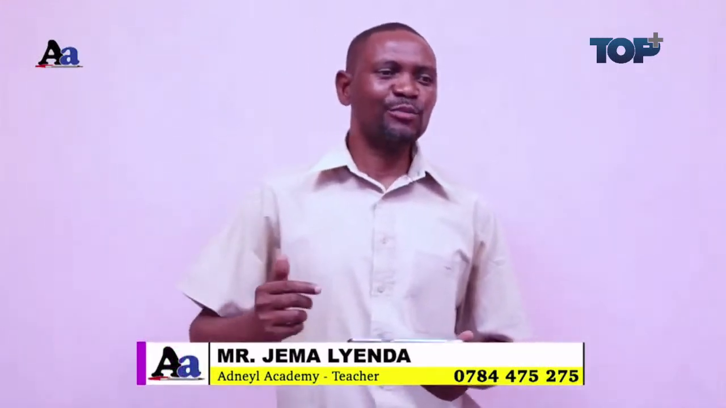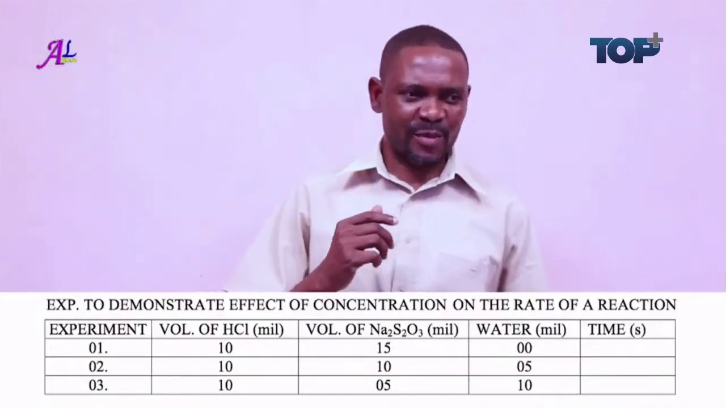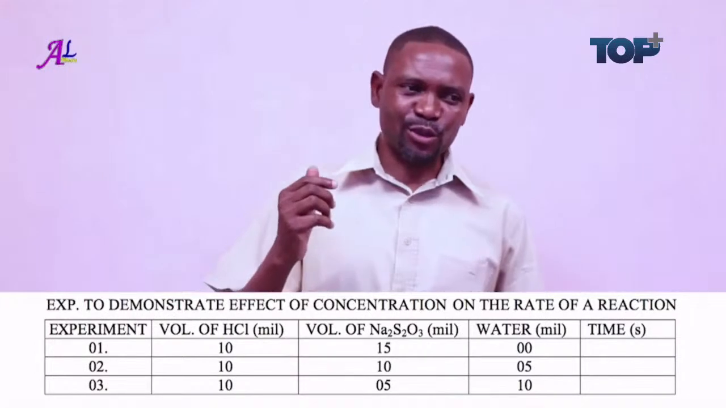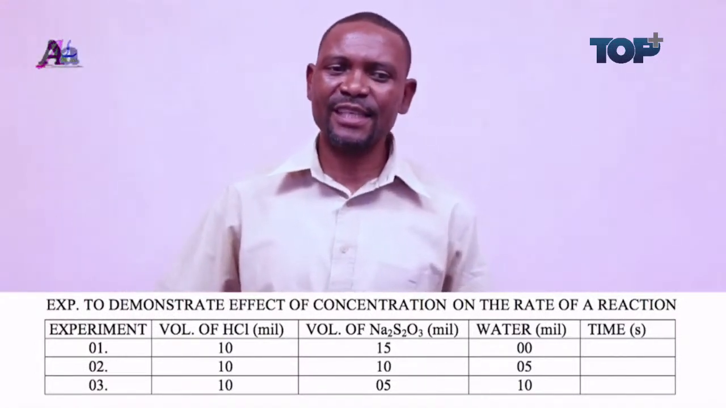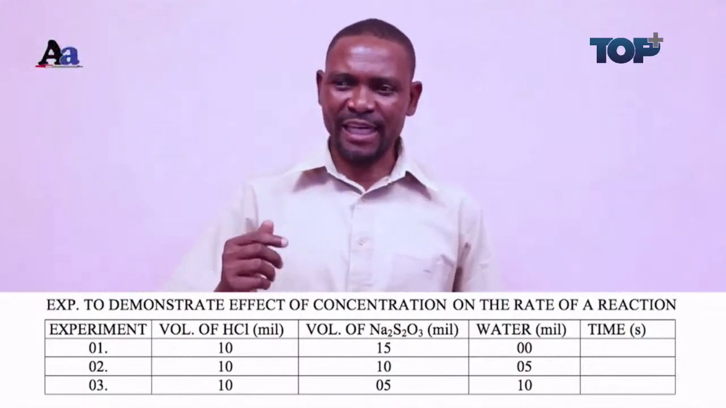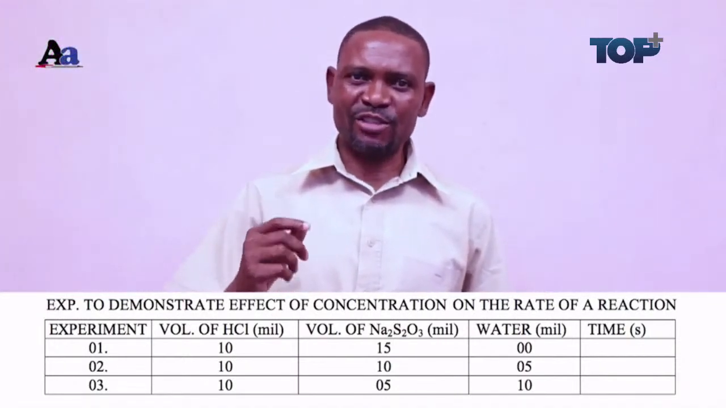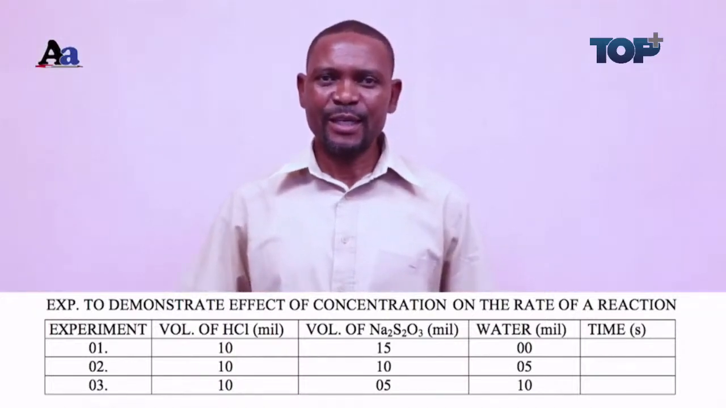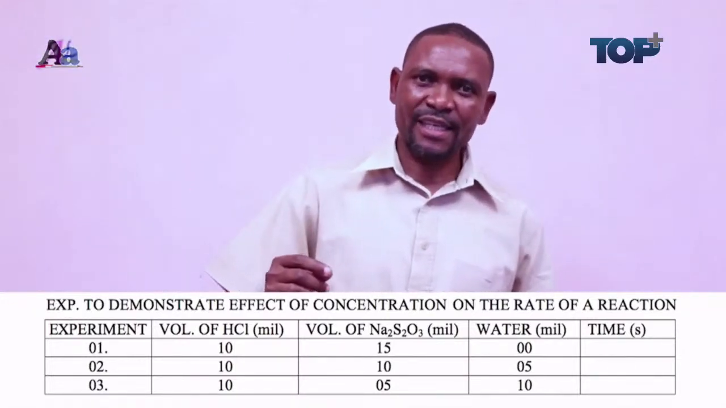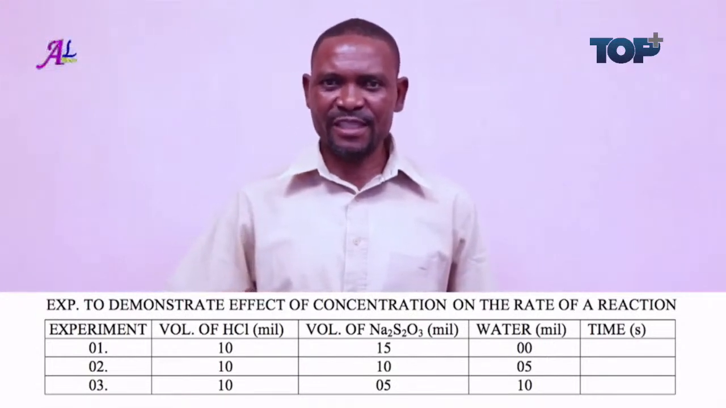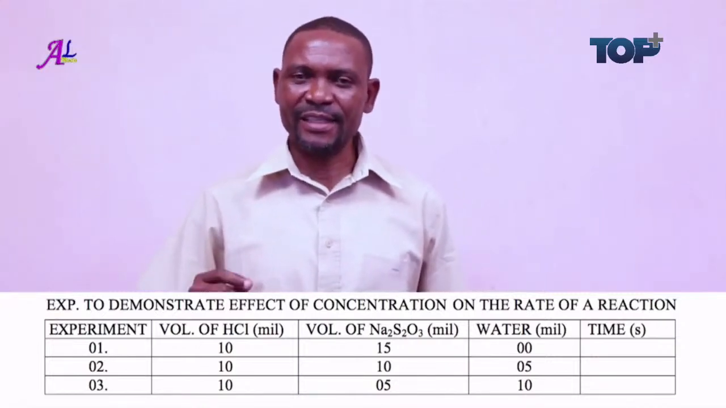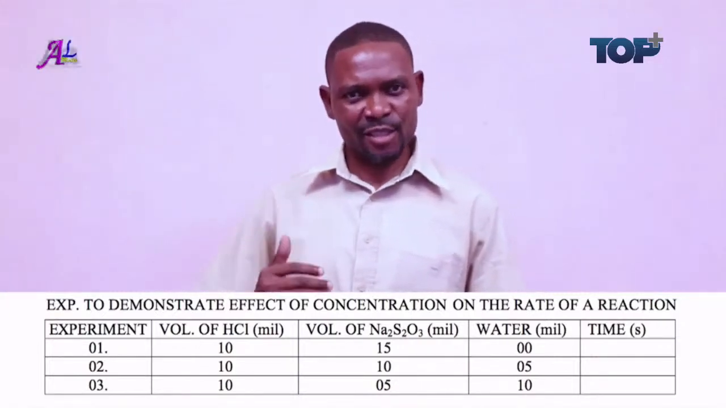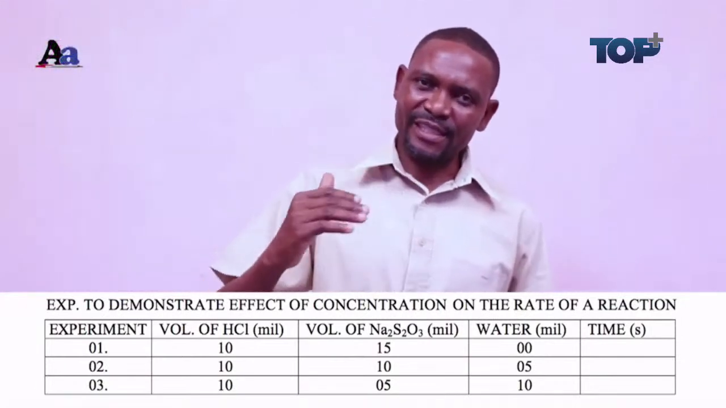Time recorded is going to be filled into this chart, which shows the experiment, the volume of hydrochloric acid, the volume of sodium thiosulfate, and the volume of water that is being added to regulate the concentration of sodium thiosulfate. Remember, as we add water, the concentration of sodium thiosulfate is going to decrease, and once the concentration decreases, the rate of reaction is going to be slow. So we shall have 3 experiments.